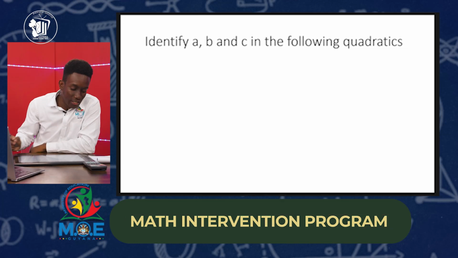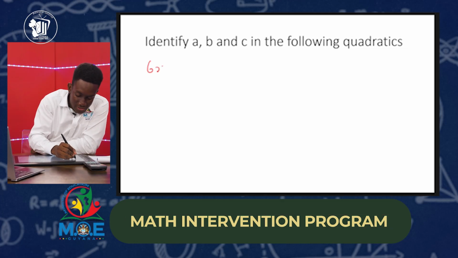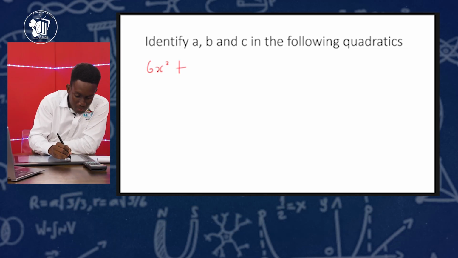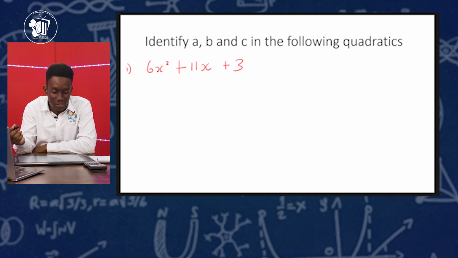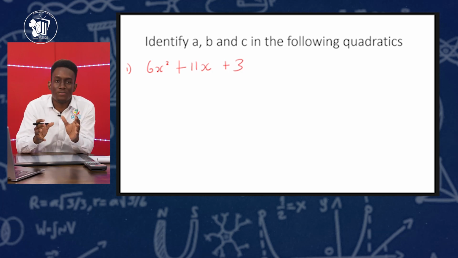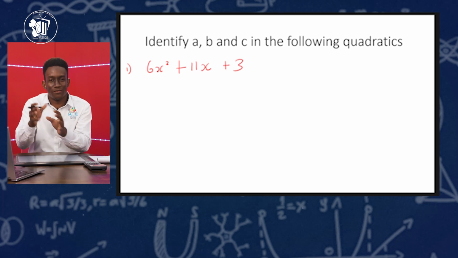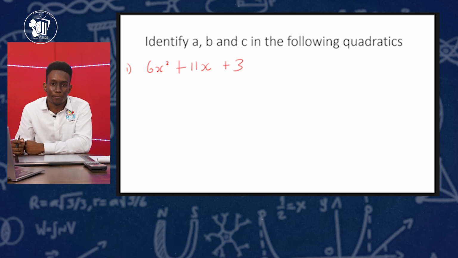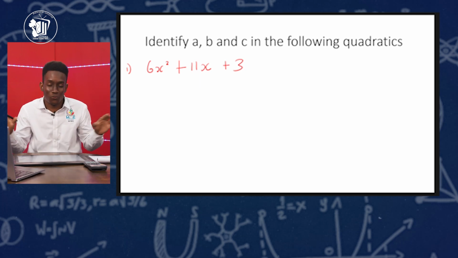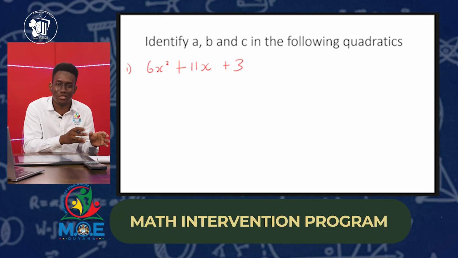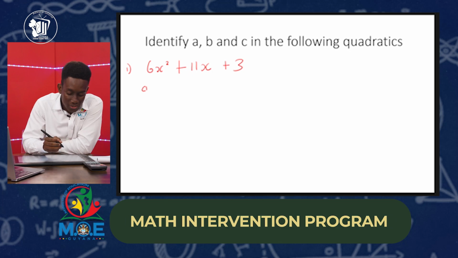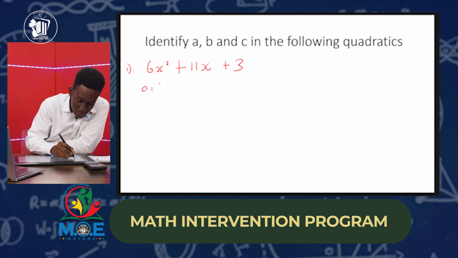So the first example, we have 6x squared plus 11x plus 3. Now we want to identify what is A, what is B, and what is C. Now A will always be the number that is in front of the x squared term. That was always A, regardless of where A falls in the quadratic. A is always the coefficient of the x squared. So in this case, A will be equal to 6.